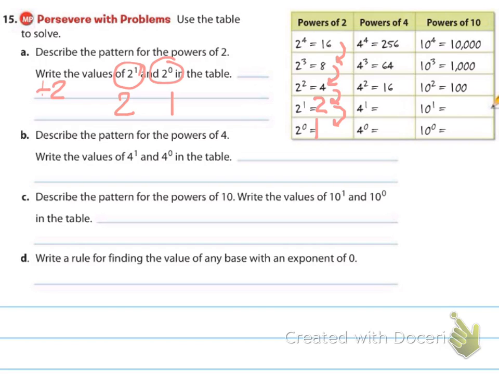That's really something that is a complicated thing to explain, except to see this table and see how it works. Then for B, it says describe the pattern for the powers of 4. Okay, well, we're going from 256 to 64. What we're doing there is we're dividing by 4. And then we go from 64 to 16. We divide by 4 again. So going with that trend, I'm going to divide by 4 again, divide by 4 again, and I get 4 to the first power is 4, and 4 to the 0 power is 1.